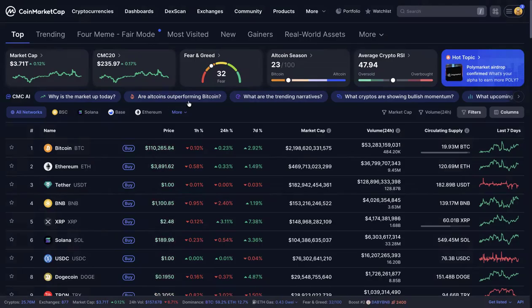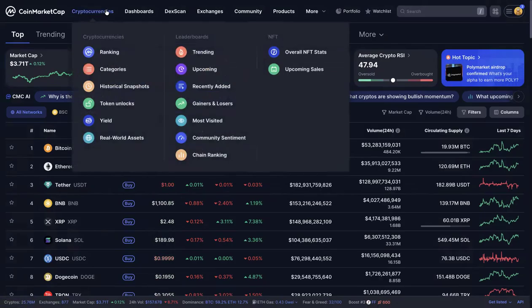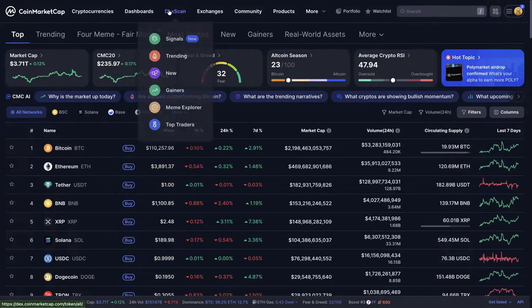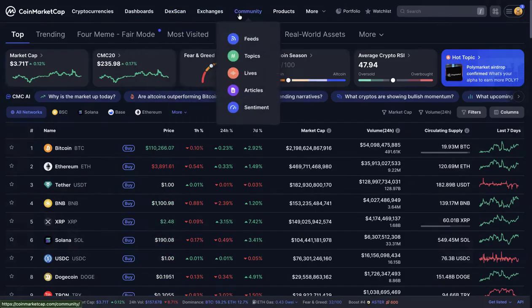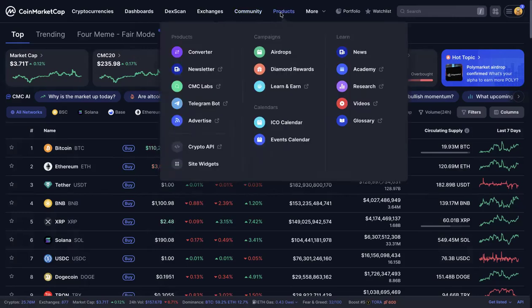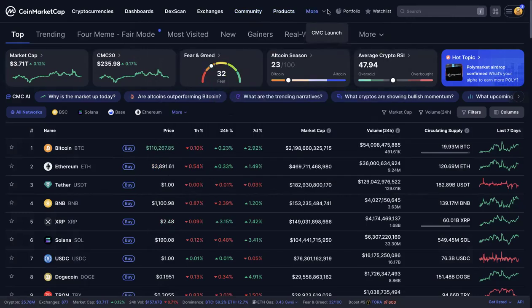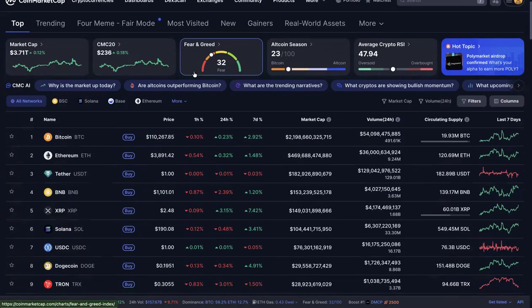So we're going to walk through. This is the home page. Up here, you see there's a search button. There's cryptocurrencies here. There is a dashboard here. There is a DEX scan here. There's exchanges here. These exchanges are normally centralized exchanges. There are communities here. There are products here. There is more. You can get more. So I'm going to explain a few things here that I feel are pivotal for someone who's just beginning out. Not overwhelming for you to understand, but important and crucial. And again, easy for you to understand.